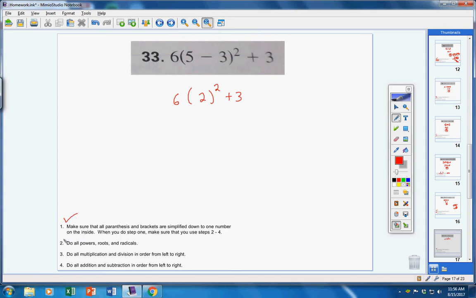Step 2, let's take care of our powers. Here's my power, so I have 6 times 4 plus 3. Because 2 times 2 is 4, so I write my 4. Okay. Step 3, do all multiplication and division as you see them from left to right. Well, here's my multiplication. 6 times 4 is 24. Plus 3, which is 27. Okay. Alright, number 34.